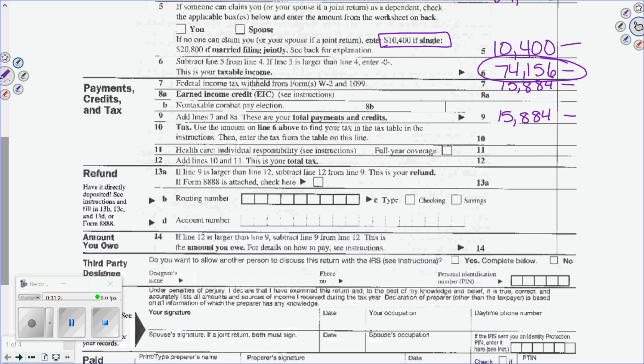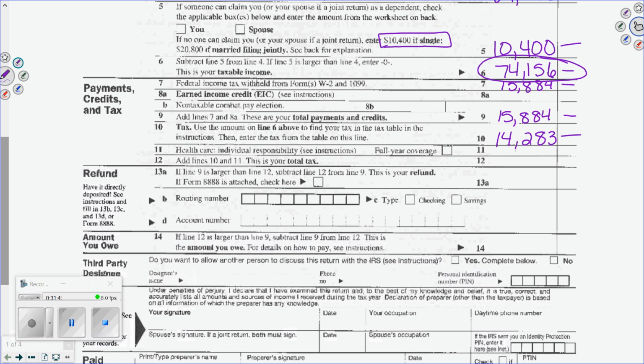Good. $14,283. Is anyone not able to find that in your tax table book? Just looking up the amount over the single column, there's her tax.